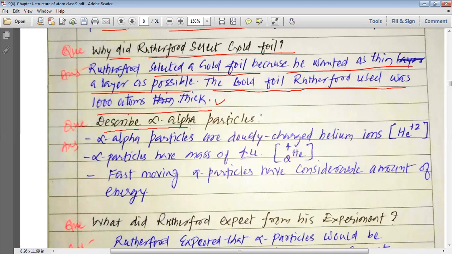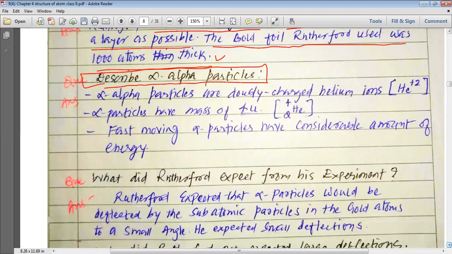Now we want to study the alpha particles. So, describe alpha particles.